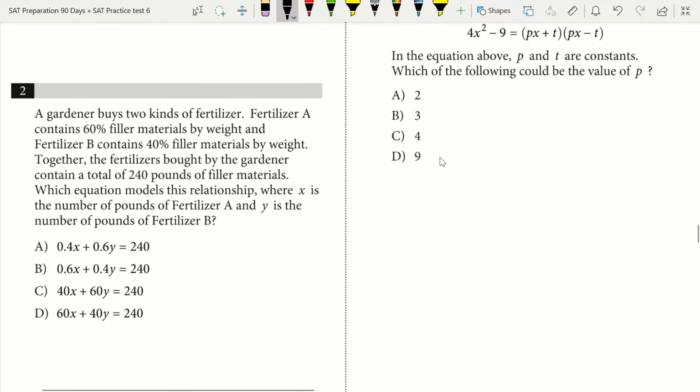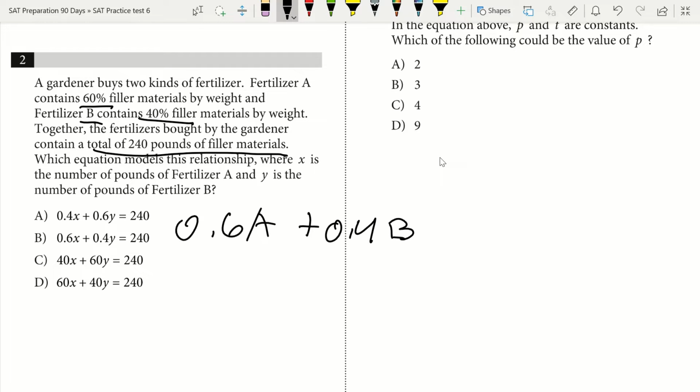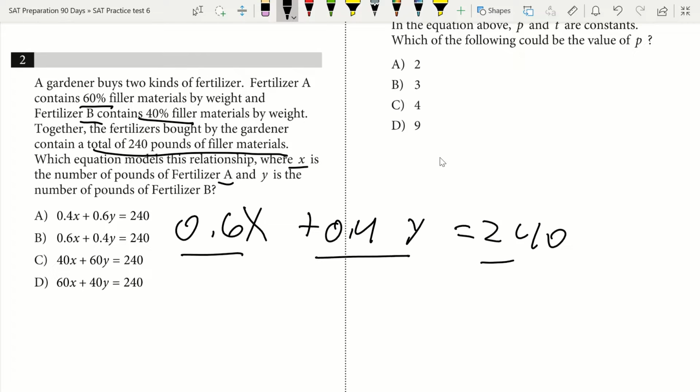All right, question 2. A gardener buys 2 kinds of fertilizers. Fertilizer A contains 60% filler materials by weight, and fertilizer B contains 40% filler materials by weight. Together, the fertilizers bought by the gardener contain a total of 240 pounds of filler material. Which equation models the relationship where X is the number of pounds of fertilizer A and Y is the number of pounds of fertilizer B? Well, X goes in for A, Y goes in for B, and I have 0.6x plus 0.4y equals 240. You saw me make that equation as I read through my problem, which is what I recommend you do as well. So my answer for 2 is going to be B.